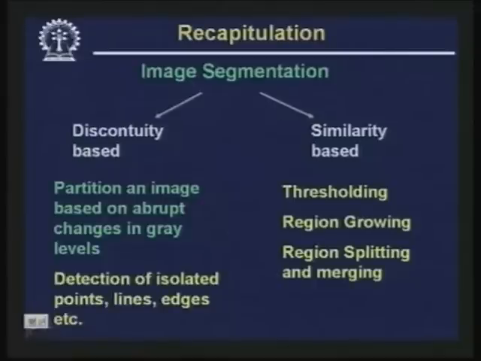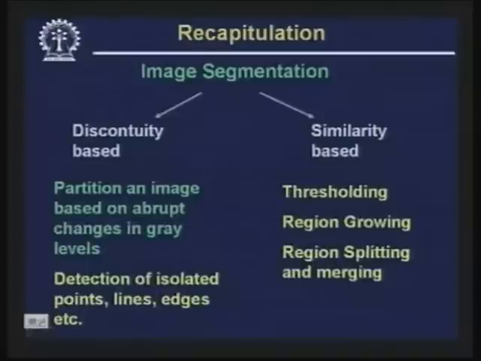In the other case, in similarity based techniques, we have seen different types of techniques. The first one that we have seen is thresholding, and we have said that it is one of the simplest approaches for segmentation of an image. In thresholding, by some means we try to find out a threshold, and thresholding an image means the regions with intensity values less than the threshold are put to one partition, or segment, and the image regions where the intensity values are greater than the threshold are put to some other region.